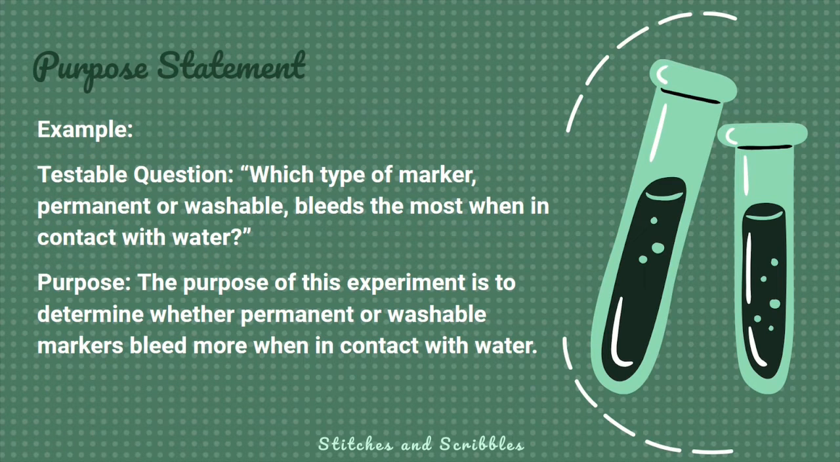Let's go over an example. If your testable question was, which type of marker, permanent or washable, bleeds the most when in contact with water? An example of a purpose statement would be, the purpose of this experiment is to determine whether permanent or washable markers bleed more when in contact with water. So all I did was rephrase that testable question into a statement form. That statement then tells my reader what I'm trying to do during this experiment and what information I'm trying to find.